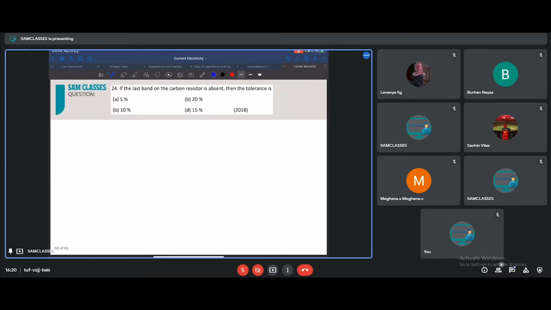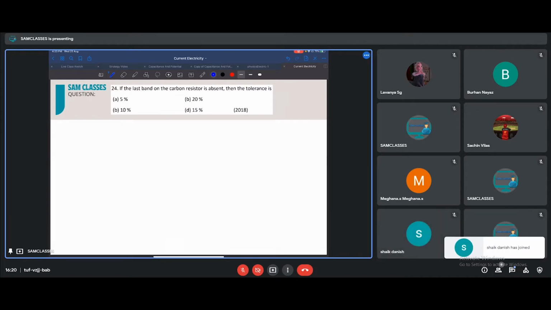Next, if the last band, now this, they have removed it. Color coding. Okay, so if you want, we can go through, but as of now, we can skip this question also. If you want, I can show you. It's not a very difficult question. The tolerance level, okay, we can do it. Otherwise, it's better we can skip it.